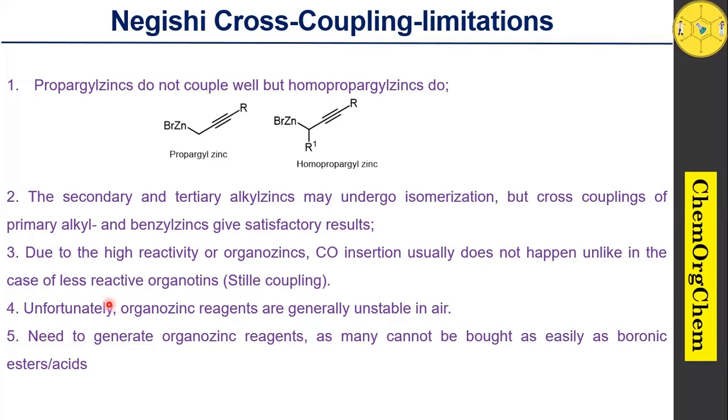To sum up, the Negishi cross-coupling reaction is a powerful method to form carbon-carbon bonds. Its versatility, high selectivity, and mild reaction conditions make it a valuable tool in organic synthesis. By understanding its mechanism and application, we can better appreciate its role in advancing chemistry.